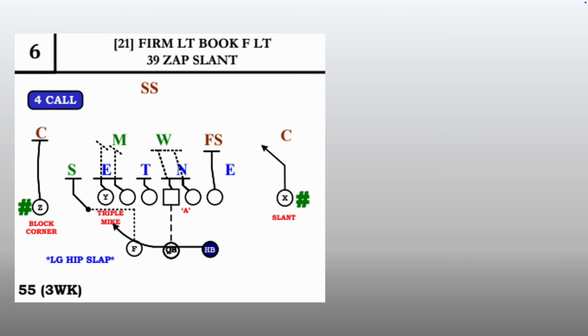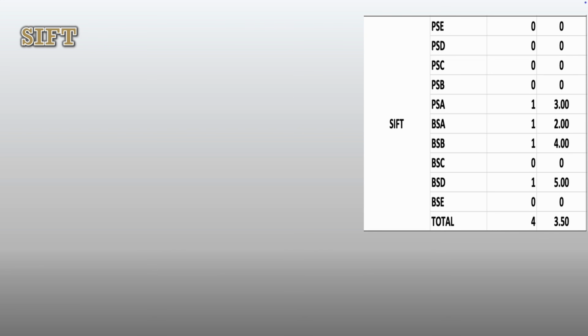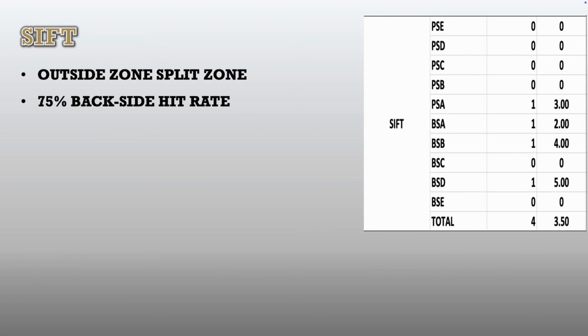So the fullback is going to take the Sam, tight end and left tackle are going to work the defensive end to the Mike, and there's your alley really there in the C gap. Lastly, we're going to talk about Sift, and you can already probably notice the numbers on the right side being very different. Sift is outside zone split zone, and it had a backside hit rate of 75%.